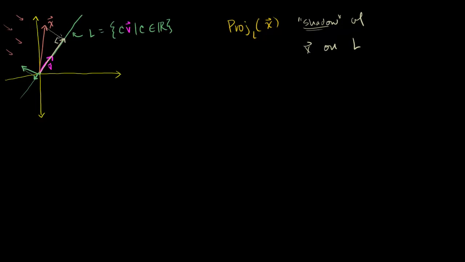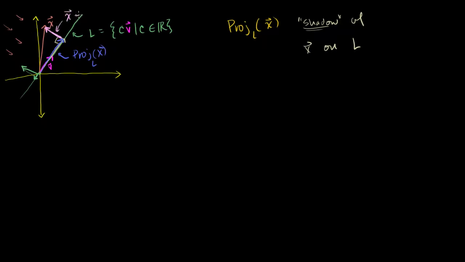So let me define this vector. Actually, I'm not even going to define it. What is this vector going to be? We know we want to somehow get to this blue vector. Let me keep it in blue. That blue vector is the projection of x onto L. That's what we want to get to. Now, one thing we can look at is this pink vector right there. What is that pink vector? That pink vector that I just drew, this is x.